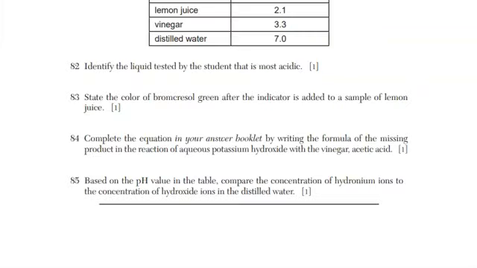We've made it to the last question, 85. Based on the pH value in the table, compare the concentration of hydronium ions to the concentration of hydroxide ions in distilled water. Well, in other words, they're asking us, hey, distilled water has a pH of 7. What does that actually mean? You know it's neutral, but maybe you forget sometimes what in the heck that actually, again, means.